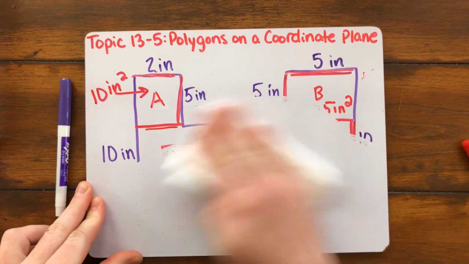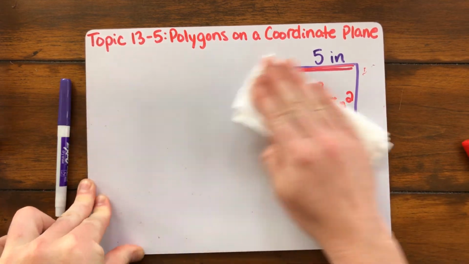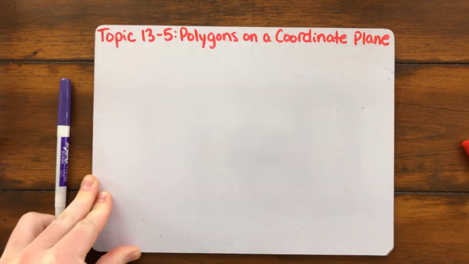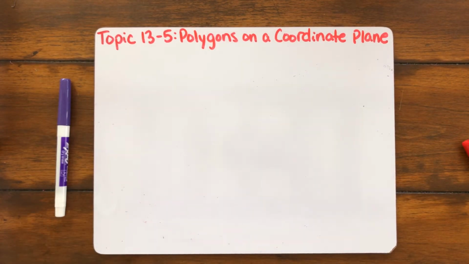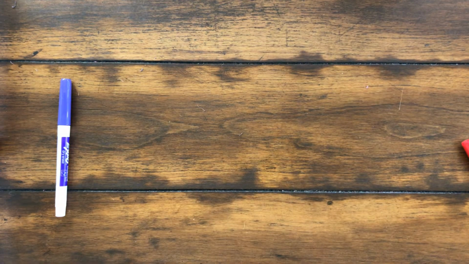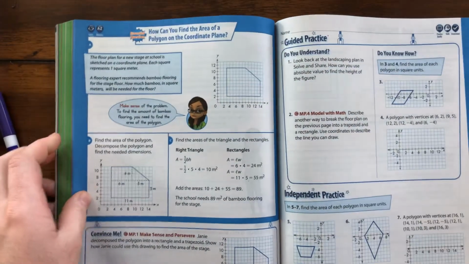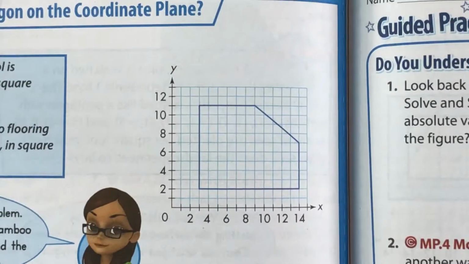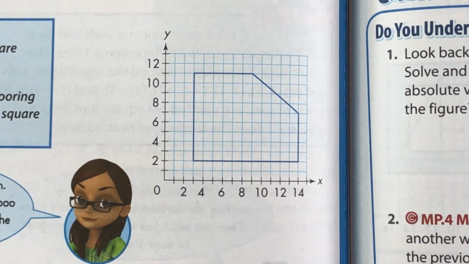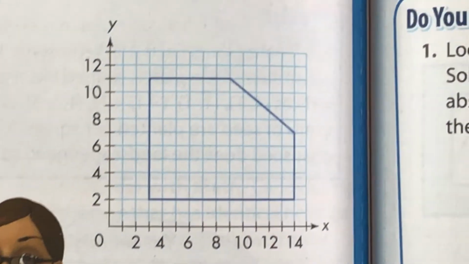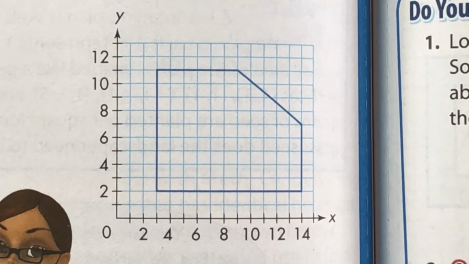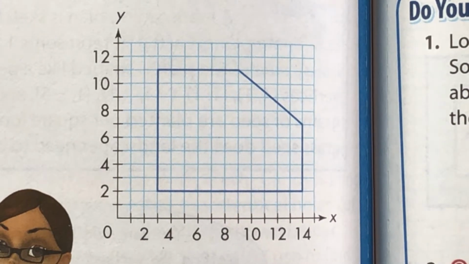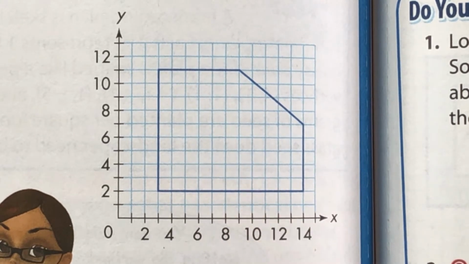All right. So what we're going to be doing today is just polygons on a coordinate plane. For example, let me show you this. You may see something like this. I am on page 684 in your workbook if you'd like to go to that page to follow along. So we are given a polygon on a coordinate plane, and basically what they're asking us to do is find the area of this shape.